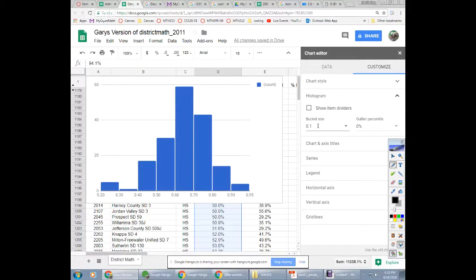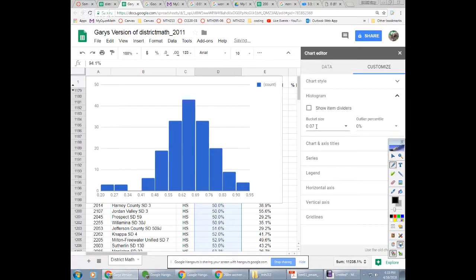So I think that's what we had earlier when Google did the auto version. I think there were 13 categories. So you just got to kind of play around. So is this kind of sort of bell shape? Yeah, there are some low performing schools. If I took those out, man, that looks pretty normal right there.